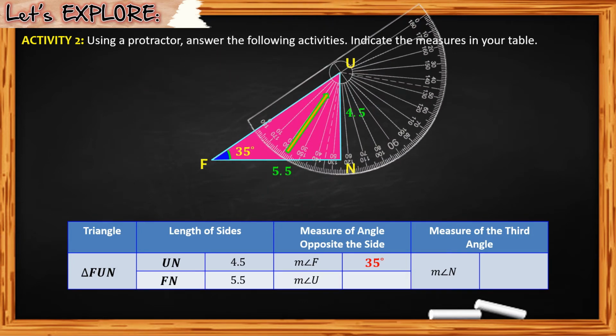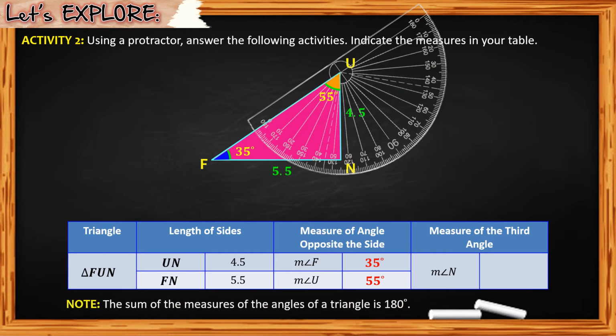is angle U. And if we are going to measure angle U, starting from 0, we have 10, 20, 30, 40, 50, and in between 50 and 60 is 55 degrees. And for the last, we have the measure of angle N. But take note, the sum of the measures of the angles of a triangle is 180 degrees. If we have already 35 degrees plus 55 degrees, that is equal to 90 degrees. The remaining to make it 180 is 90 degrees.